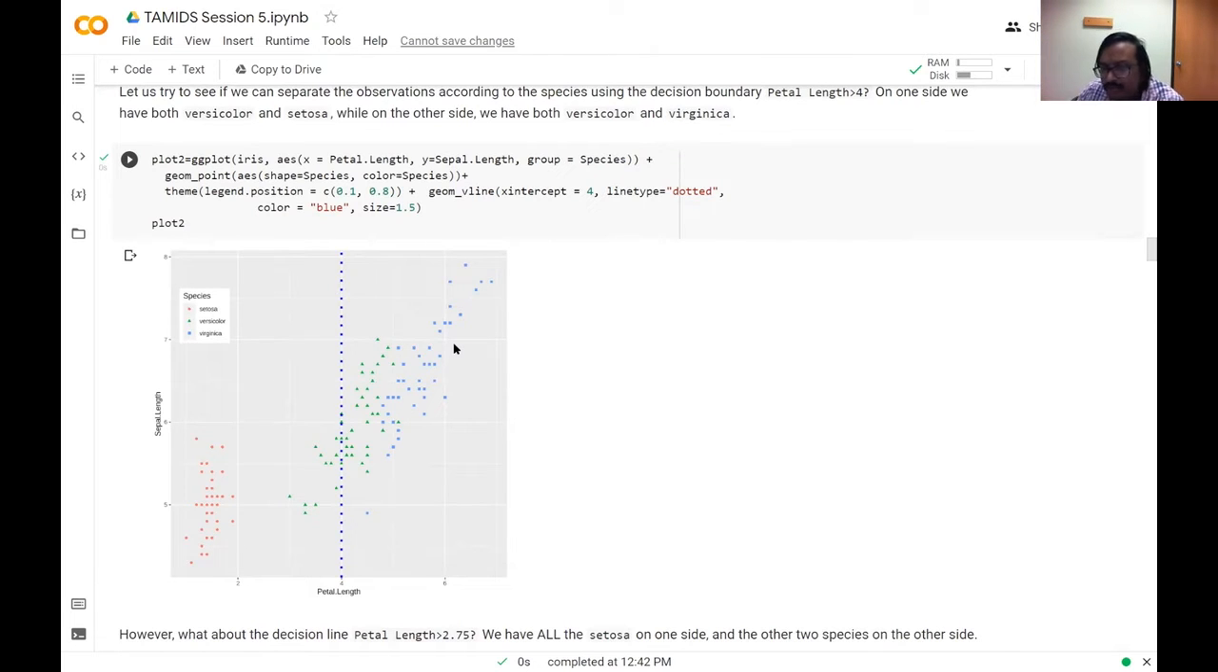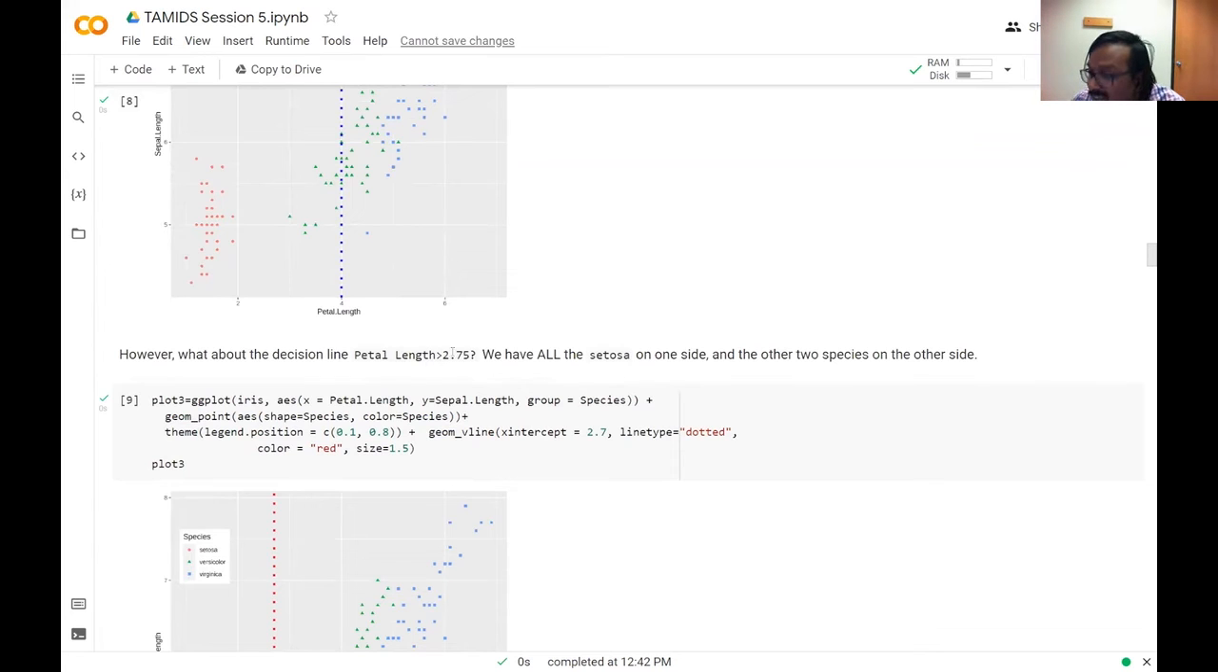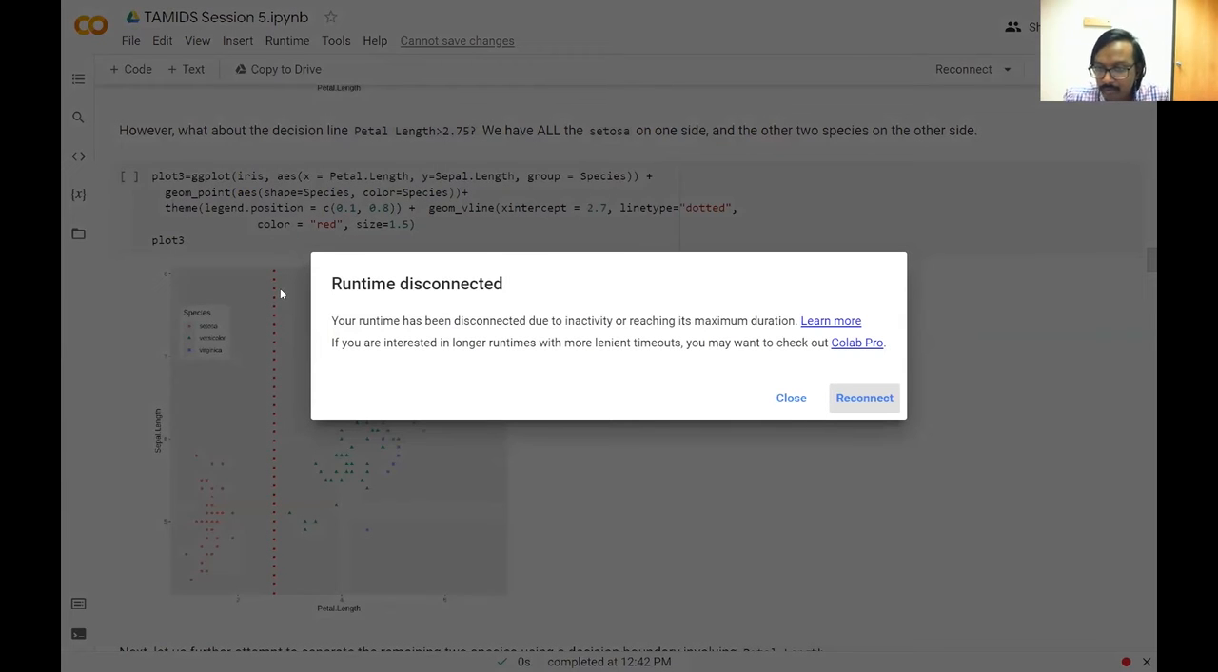Can we really use this separation to separate out one of the species altogether? What about petal length greater than 2.75? Notice that on the left-hand side of this decision boundary, we exclusively have setosa. So based on this one line, we have already separated out the setosas from the other two classes. So this is a much stronger decision boundary.